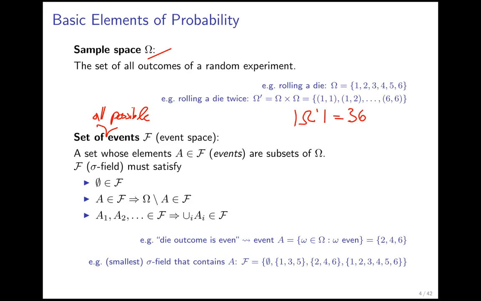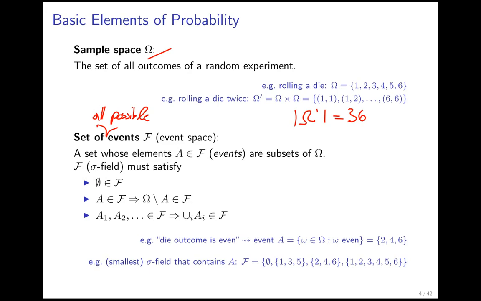So if something is possible, then the counter event is also possible. And the third one says, if you have a couple of events, A1, A2, and so on and so forth, that are possible, they are in the set of possible events, then if you take the union of them, this is also a possible event. That is to say, if I can look at two or more events individually, then I can of course also look at them jointly. These three axioms is what we require.